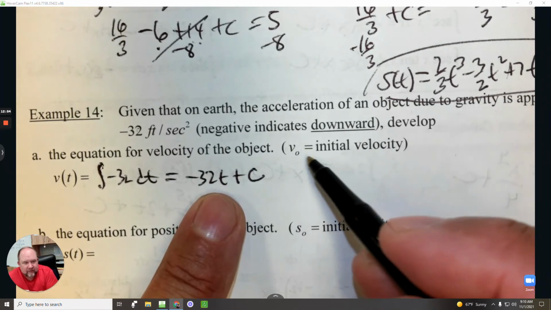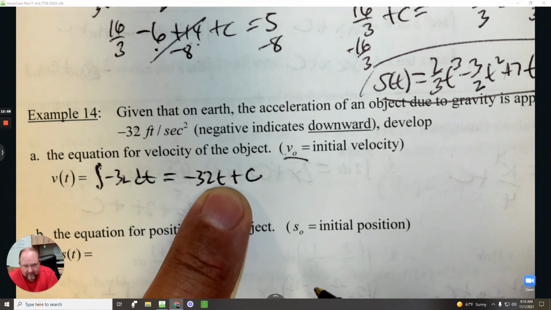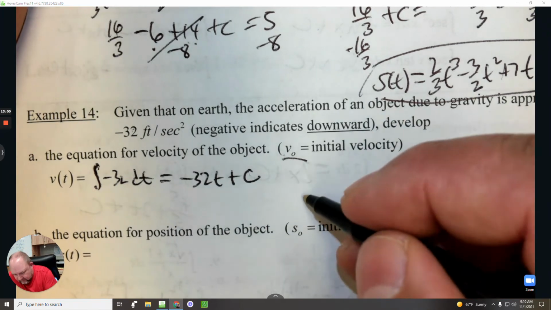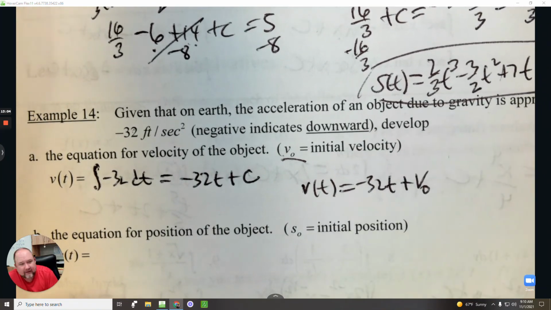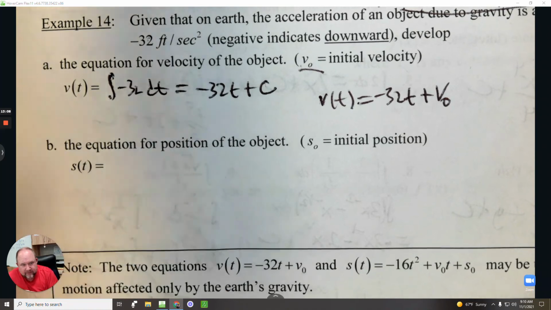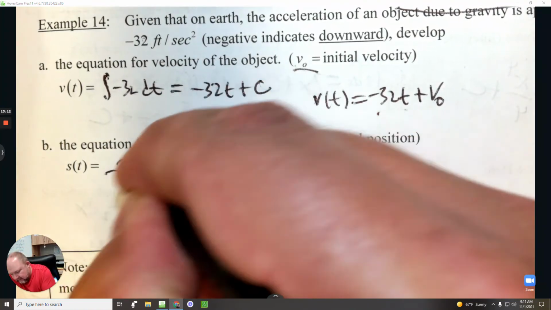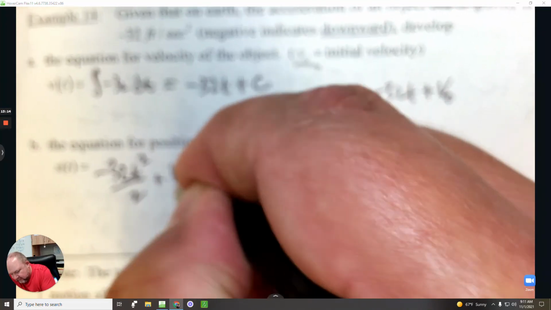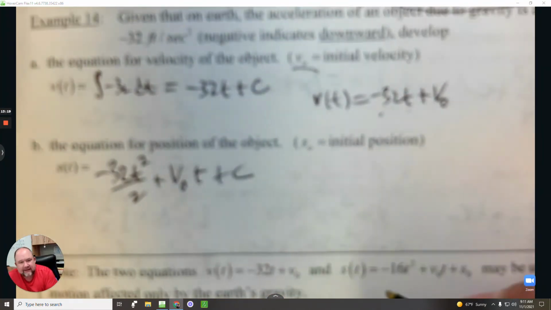It says the initial velocity is just v sub 0. So if I plug in 0 for t, all that's left is the initial velocity. So velocity would be negative 32t plus whatever the initial velocity is. The equation of the position of the object is the integration of this. So I add 1 to the exponent and divide. The initial velocity is a constant, so it just needs a t. And then the constant at the end.